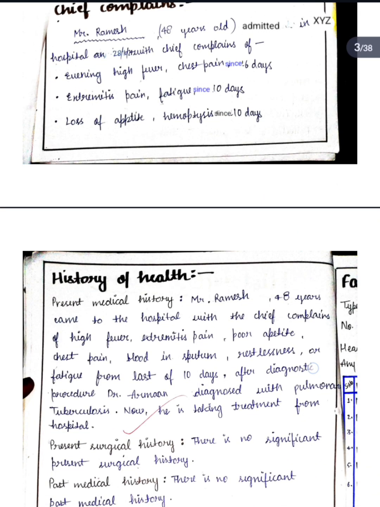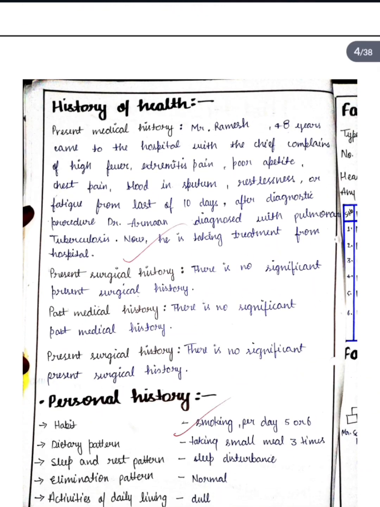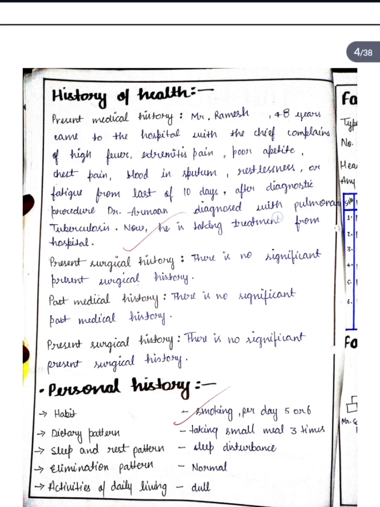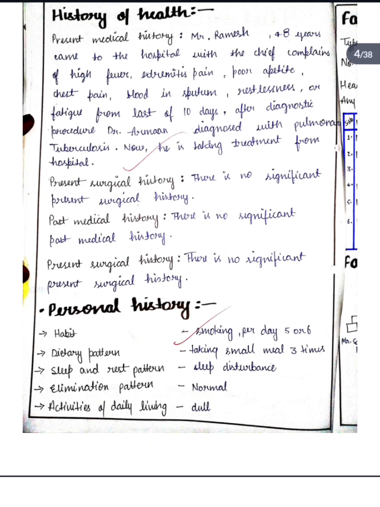Okay, then we move to the history of health. In history of health, we write about present medical history, present surgical history, past medical history, and past surgical history. In present medical history, you should write in your own words, in scientific words: my patient is this many years old, with the chief complaint of this, and which doctor is treating him. With the surgical history, if there is any, you should write that and the date, with the anesthesia name and the dose of the anesthesia.